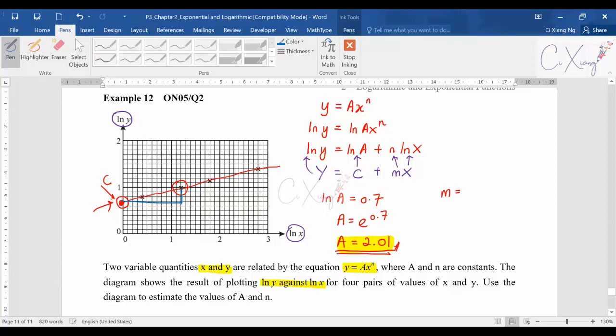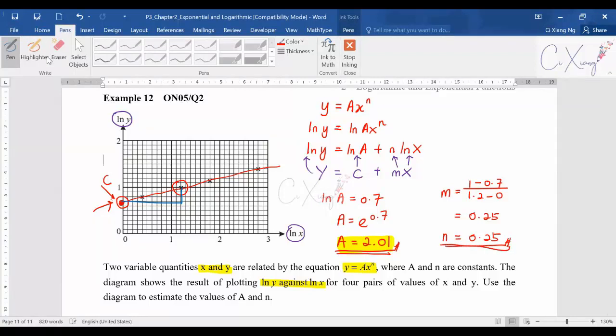You can use any other 2 points that you like. So when I apply the formula for gradient, I will have 1 minus 0.7 divided by 1.2 minus 0. Very straightforward, I will get the gradient value 0.25. And when you compare with the equation here, the gradient is equal to n, right? So the value of n also equals 0.25.